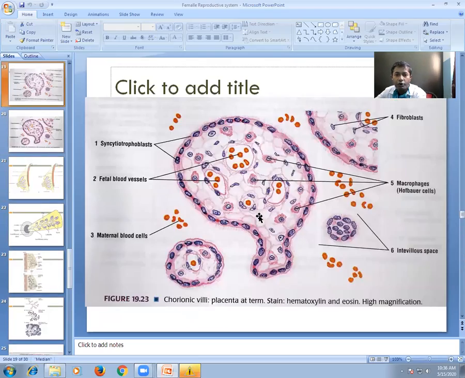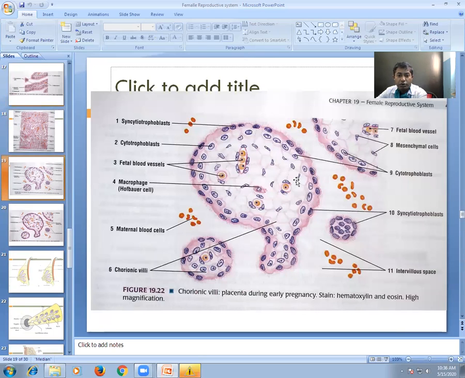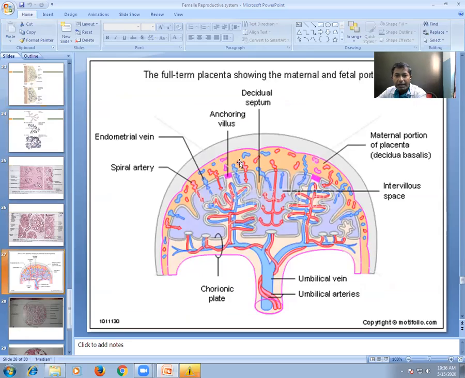Now we'll go to the placenta. You can see here, this is the deciduobasalis. These are the anchoring villi, and the rest are the floating villi. In between these floating villi, you will get the maternal blood. So this is the tertiary villus structure. Outer is the syncytiotrophoblast, then the cytotrophoblast, and innermost are the fetal blood vessels. Same here: tertiary villus structure, syncytiotrophoblast, cytotrophoblast, and the fetal blood. So that's it regarding the placenta also.